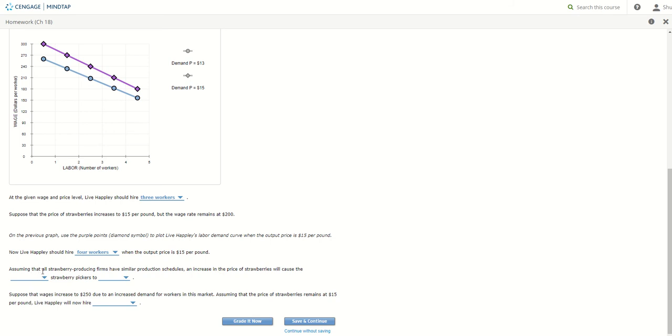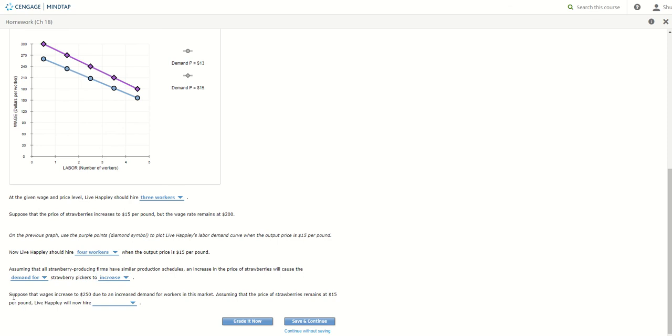Assume that all strawberry-producing firms have a similar production schedule. An increase in the price of strawberries will cause a change in the demand for strawberry pickers, because in the factor market, firms are on the demand side. It wouldn't cause a change in the supply of strawberry pickers. However, if something changes, let's say more migration or better education for strawberry pickers, that might cause a change in the supply. But this is for the firms, and firms are on the demand side of this labor market. So a higher price for strawberries means the company has higher profit and will hire more workers. So strawberry picker demand will increase.